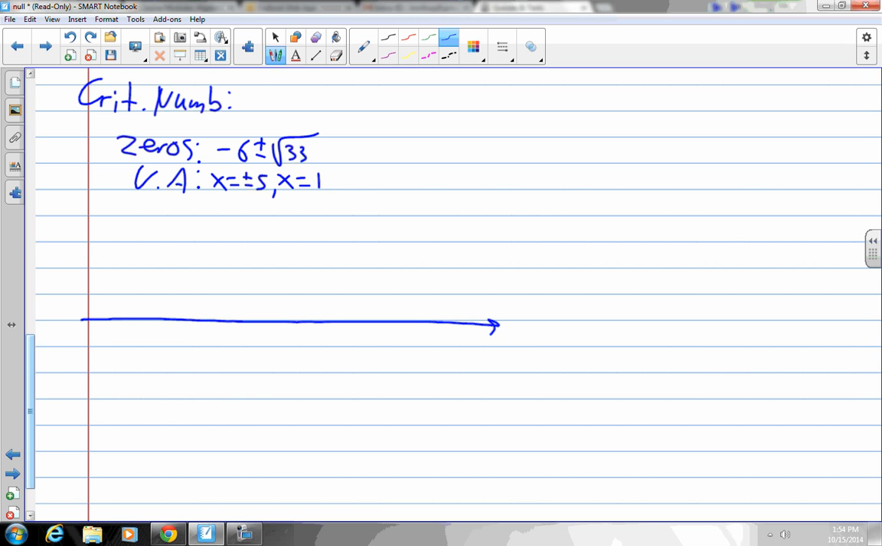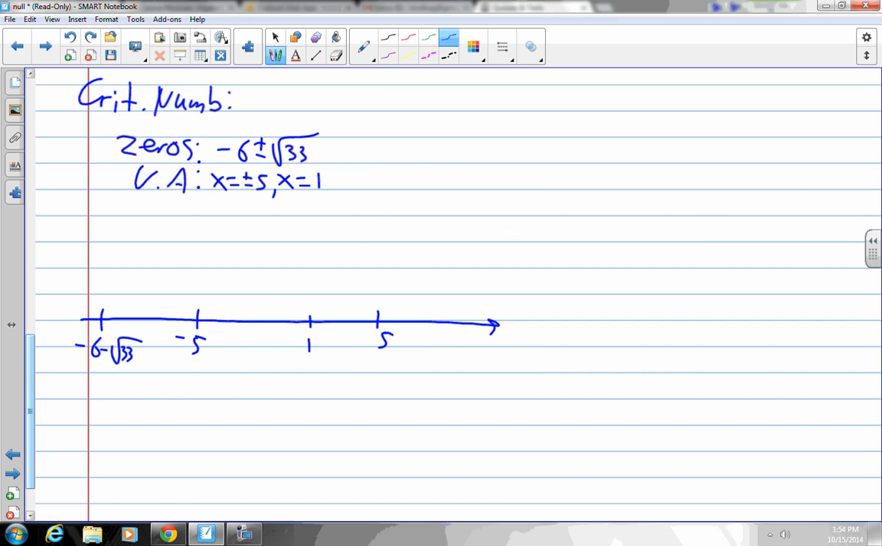Because look, here is negative 5. Let's say this is positive 5, and this is 1. Not drawn to scale, who cares? Well, think about this. Negative 6 minus square root of 33 is going to be to the left of negative 5, right? Because it's already negative 6 minus some other number.